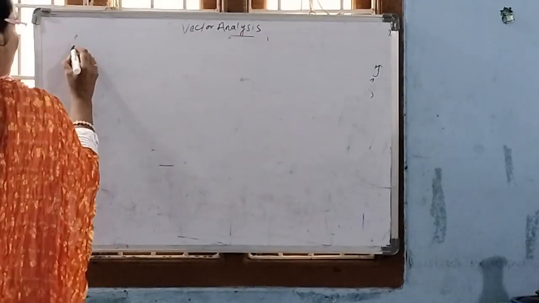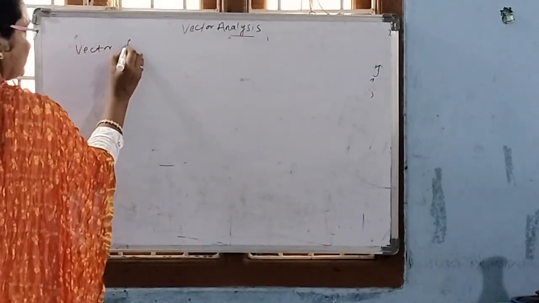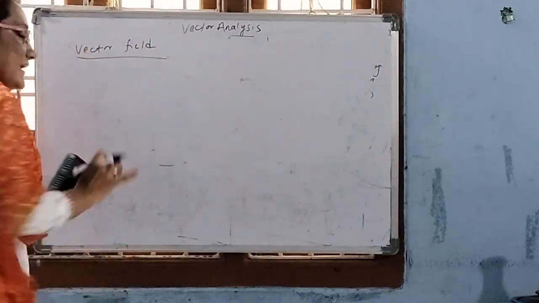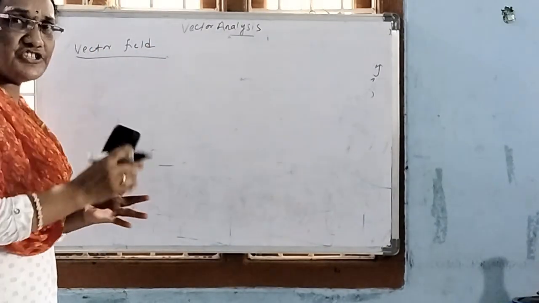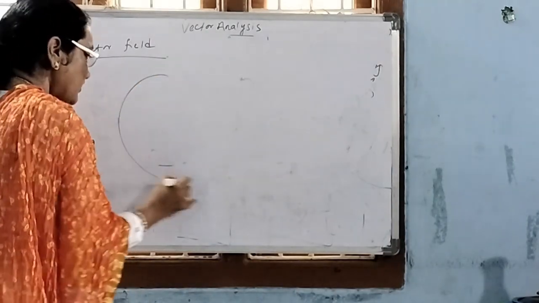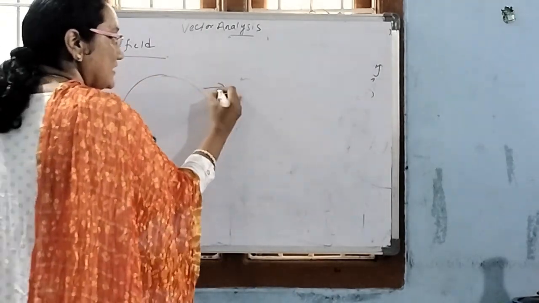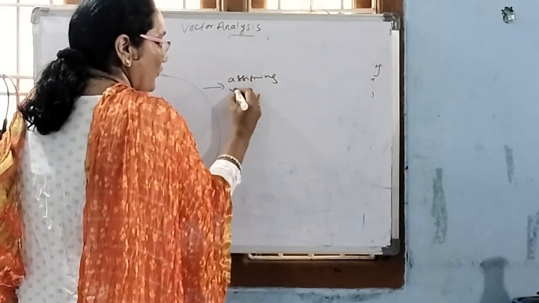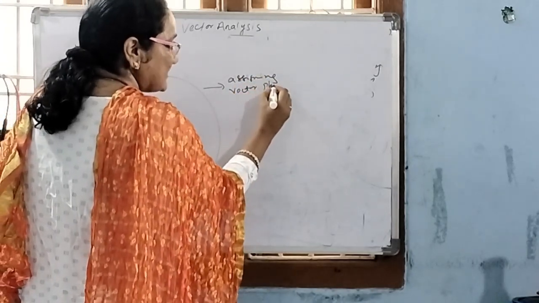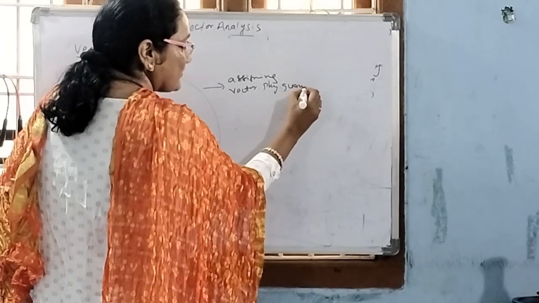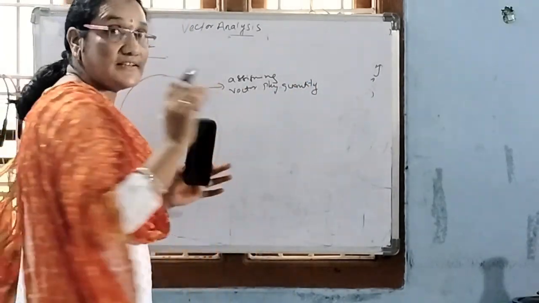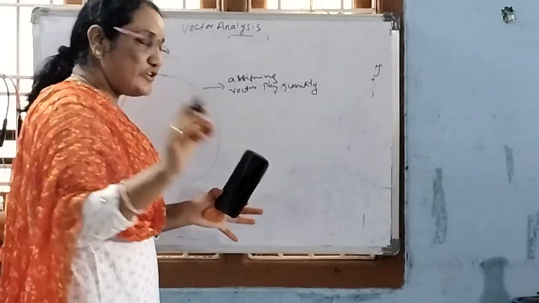So let us move to vector field. Now the definition is the same. I took a region. Here we are assigning a vector physical quantity such as electric field, magnetic field, velocity, etc., which has direction as well as magnitude.